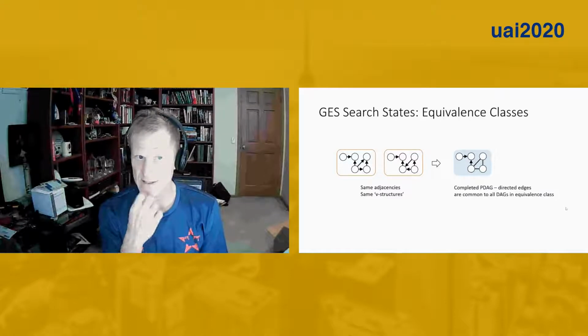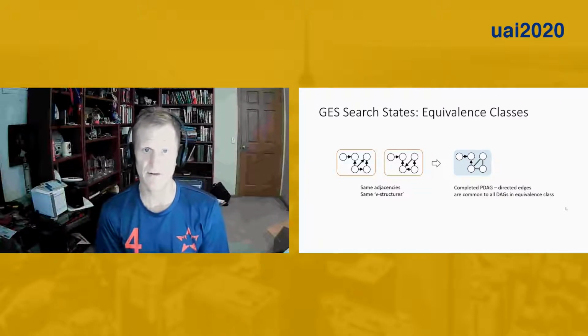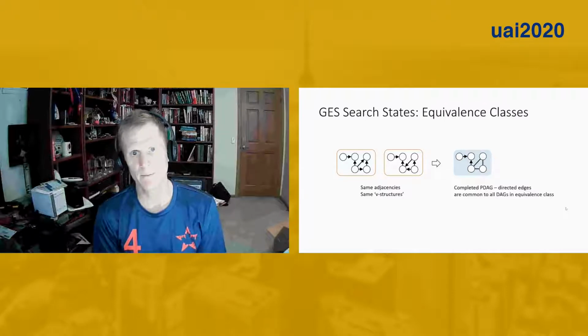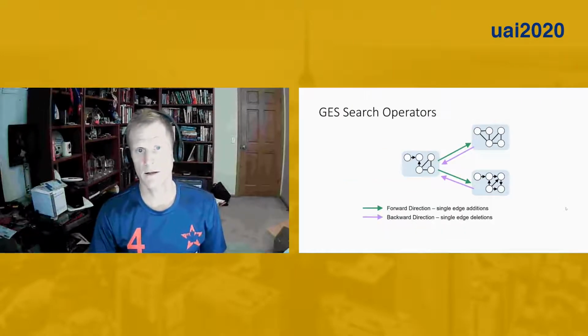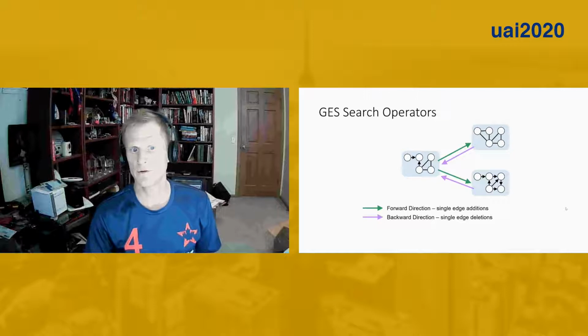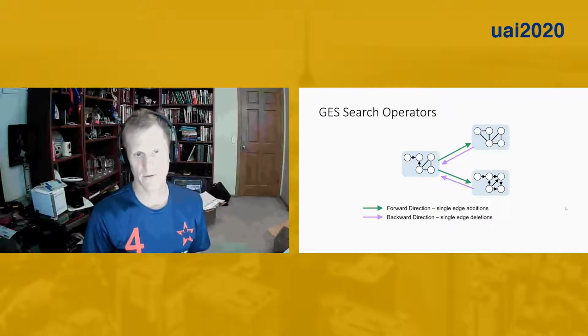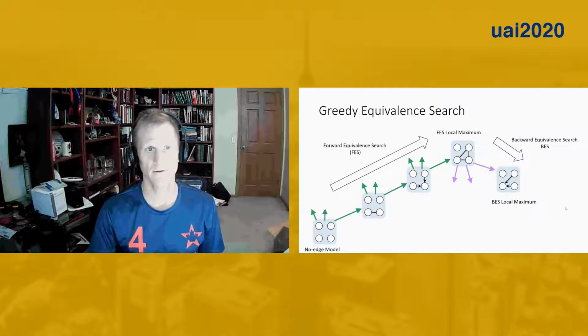Now, for GES, the states that the search algorithm traverses over are equivalence classes of DAG models. So the idea here is that if you have multiple DAGs that represent the same independence constraints, we merge them together into one search state. And the operators that the search algorithm uses come in two flavors. There's the forward operators, which correspond to single edge additions to DAGs, and the backward direction, where these operators correspond to single edge deletions from DAGs.